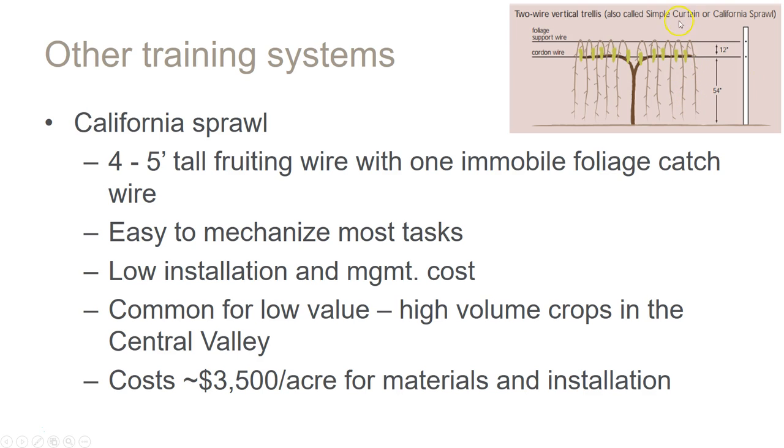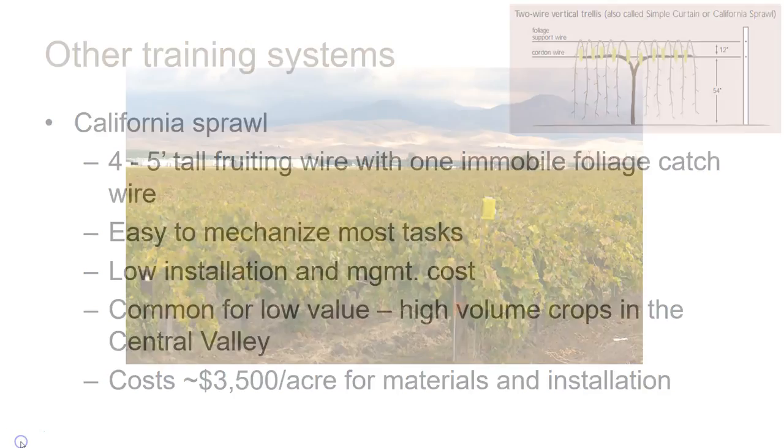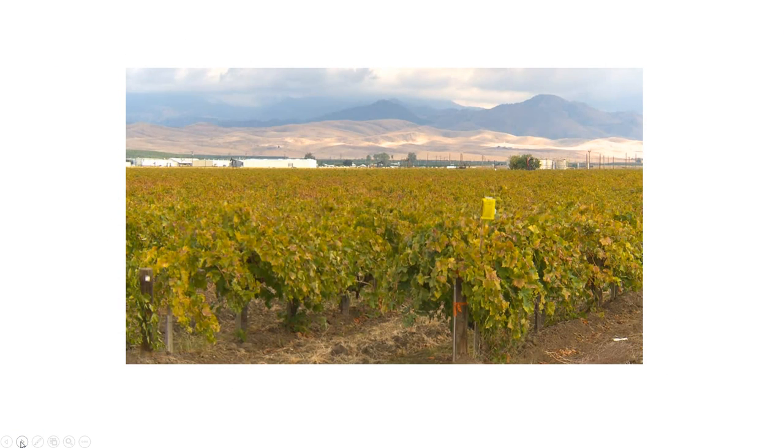Yeah, the cost of this kind of trellis system is very low because you only need to have the 2 wires. You have really very minimal in-season management costs because you're not doing all the positioning that you would with VSP. So generally it's something we use for lower value, high volume crops, typically in the warmer, hot climates, because we don't necessarily need an open fruit zone. So that's what it looks like in the Central Valley, where it's just sprawling out and you can't see the fruit at all. And then this will be machine harvested at some point.